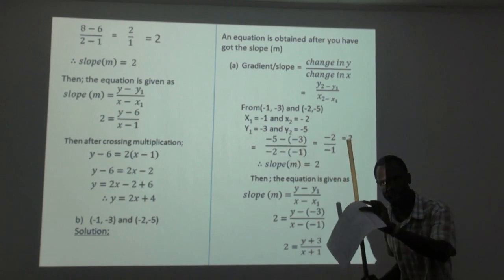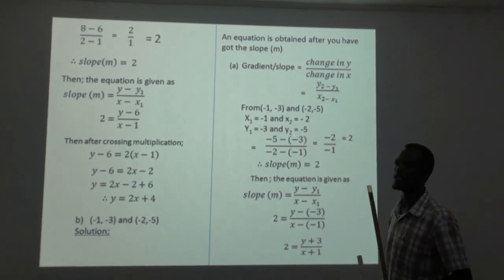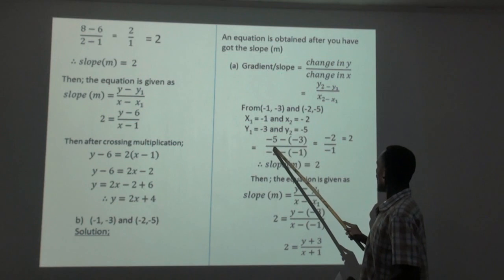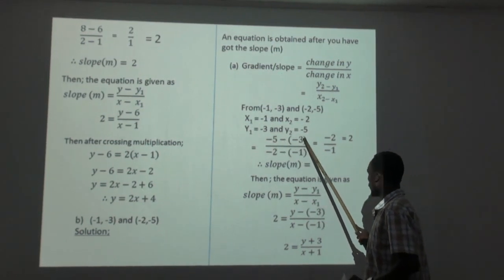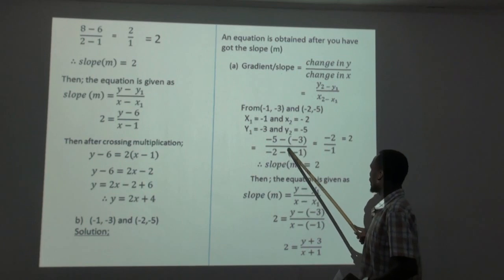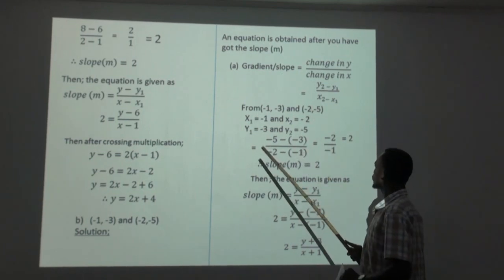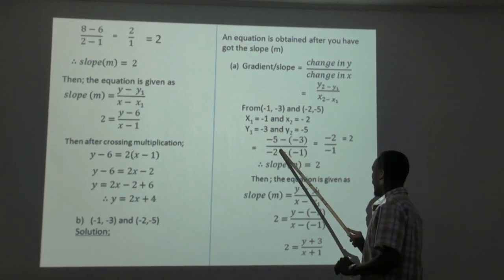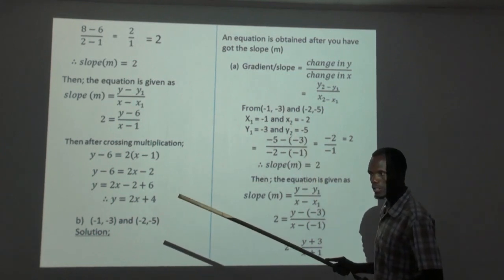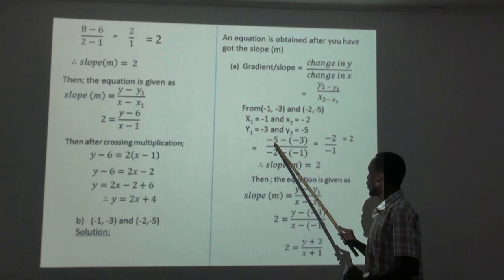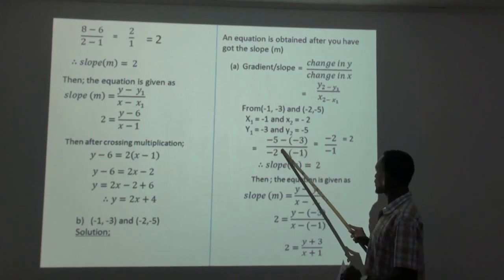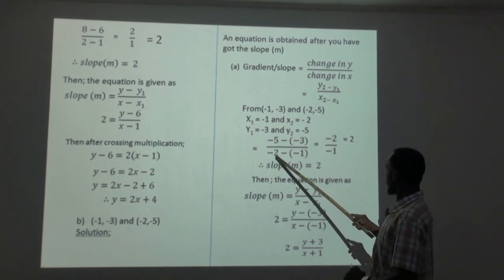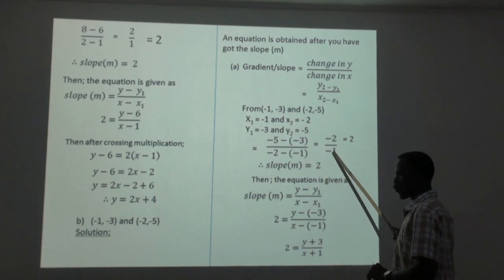Now, if this is the case, it is very simple for us to calculate this, because we substitute what we've been given. Now we have negative 5 minus negative 3 over negative 2 minus negative 1. According to the principle, negative times negative, we get positive. Now we have negative 5 plus 3, negative 2 plus 1. Negative 5 plus 3, we have negative 2. And negative 2 plus 1, we have negative 1.